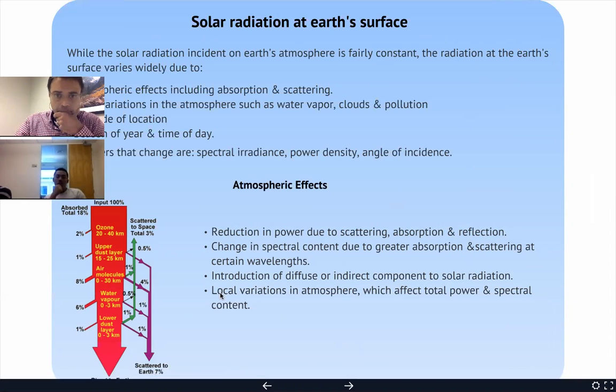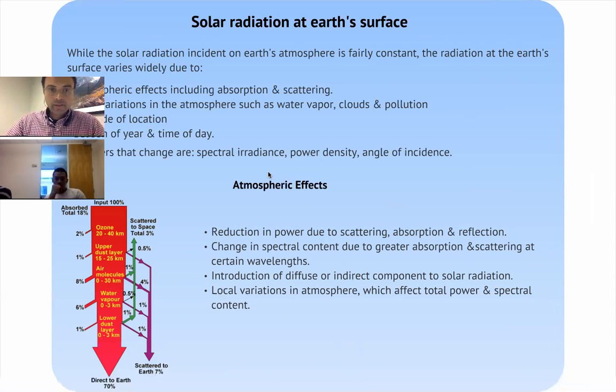Okay. Of course, all this can also change the spectral content of the light, because different particles absorb light at different wavelengths. So we know that the sunlight looks different during the morning than it does during noon. Diffuse and indirect component of sunlight and local variations in the atmosphere.